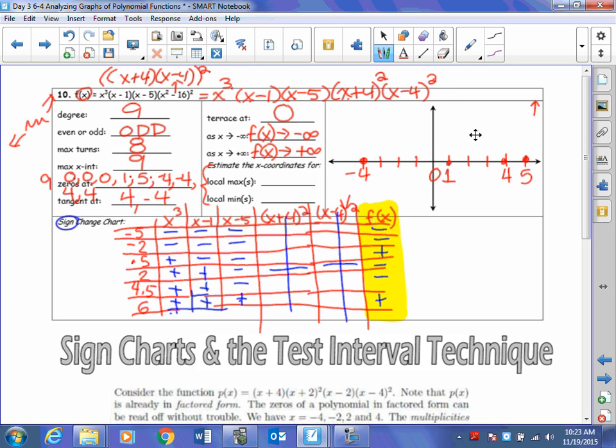So then I'm going to go to my picture, and I know that this is going to be negative, and the next interval is going to be negative as well. The third interval is going to be positive. Fourth interval is negative. Fifth interval is negative, and the sixth interval is positive. A lot of negatives going on there. I'm feeling depressed.